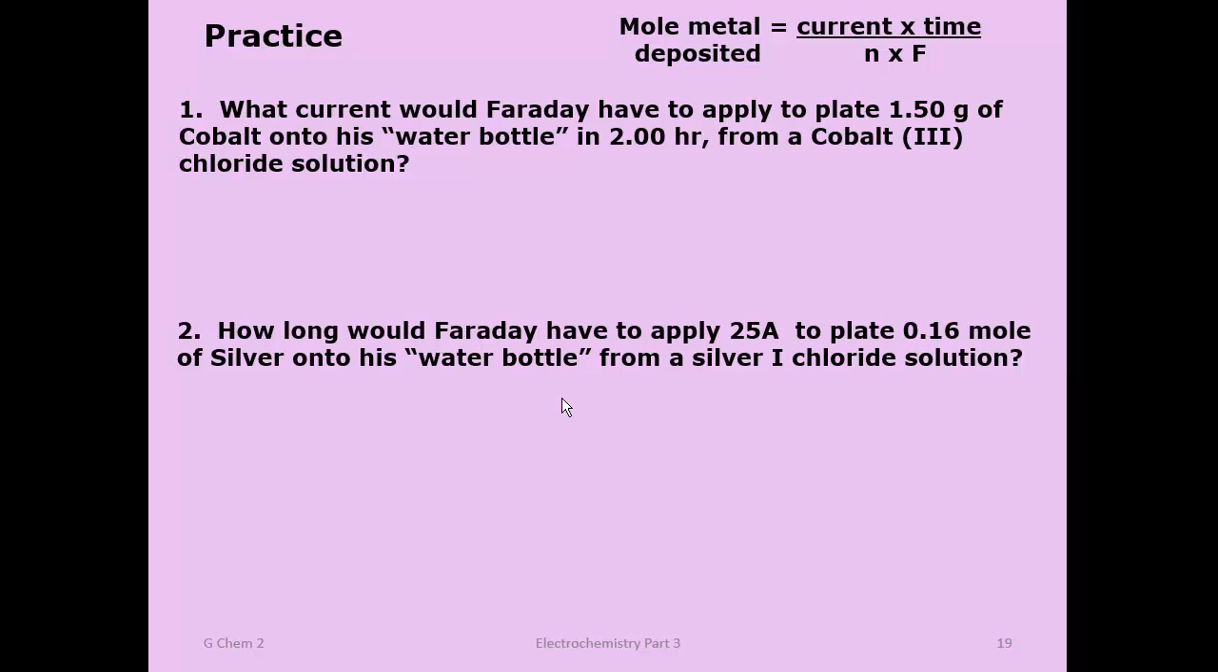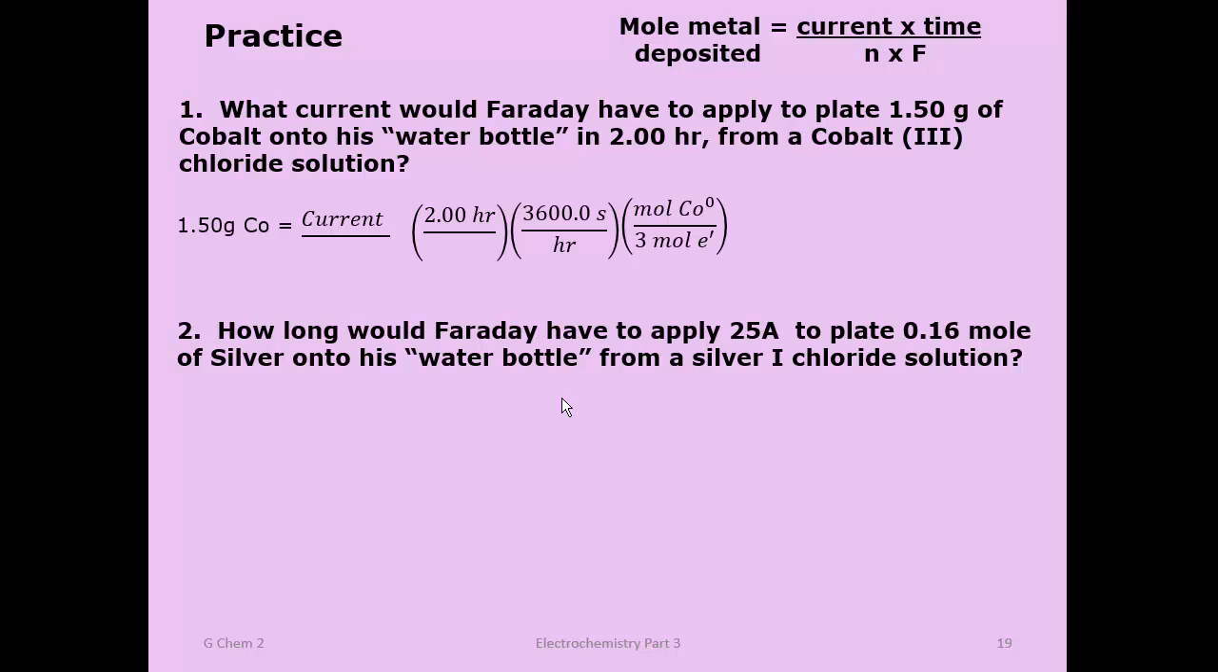So problem 1, again, we're going to set up the equation. We're going to plug and chug, trying to get to 1.50 grams of cobalt. We're solving for current, so that's unknown. We have 2 hours. We're going to convert on the fly, and in this case there's 60 seconds per minute, 60 minutes per hour, so those together are 3,600. Sometimes you might want to put 2 lines of conversion in there. That's fine. Now it's cobalt 3, and you're electroplating the metal, so you're going through 3 electron transfer.